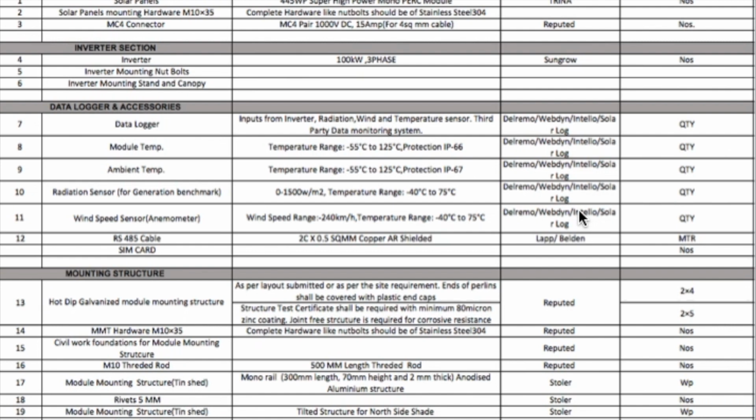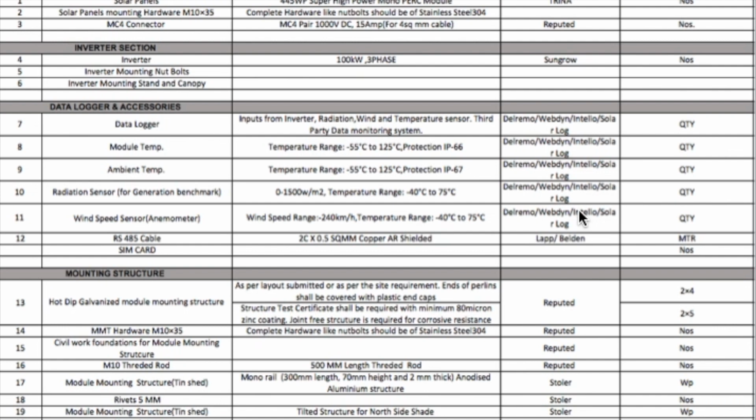Next comes the inverter section. Inverter also has three parts. First is the inverter. In this case we are taking 10 numbers of inverter of 100 kilowatt three phase. The make is Sungrow. Similarly, to mount the inverter, we require inverter mounting nut bolts. And if you don't have a wall to mount the inverter, you need to mount it outside on the roof. Then you need to prepare a mounting stand with a canopy so that it can be protected.